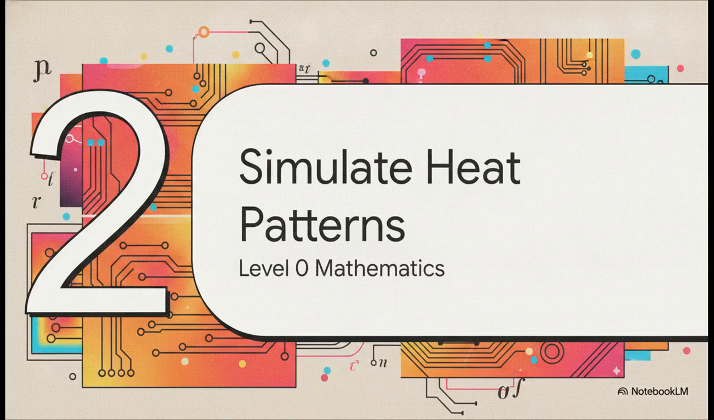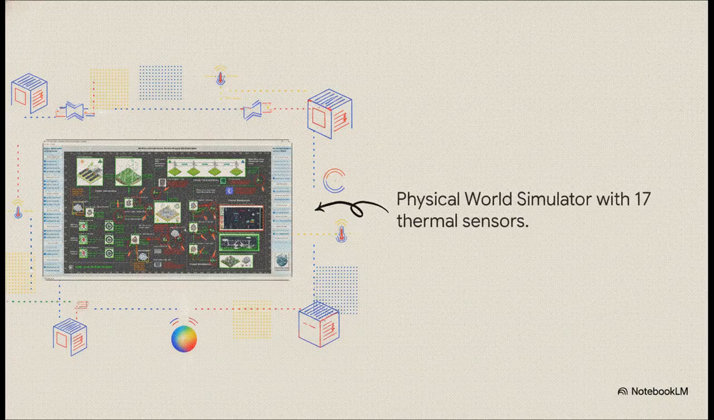Moving on to Section 2, simulating physical heat patterns. This is where things get really interesting. Across your simulated grid, you have 17 virtual sensors strategically deployed. They're keeping tabs on everything, from your massive step-up transformers right down to your battery energy storage systems. And here's the kicker. The simulator is generating a brand new, highly accurate temperature reading for every single one of those sensors, every single second.